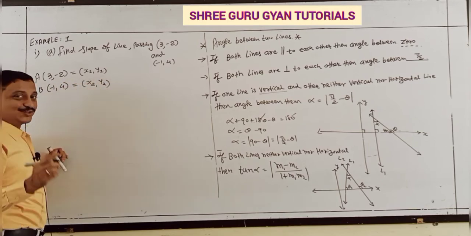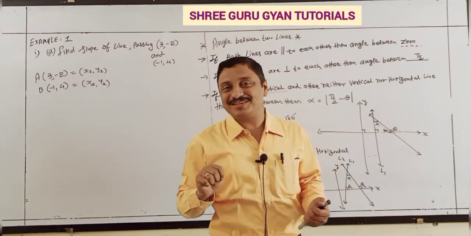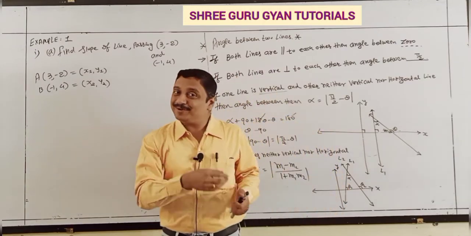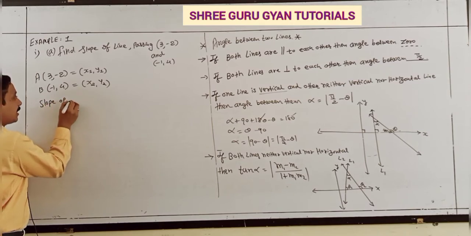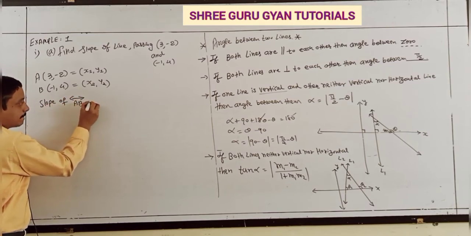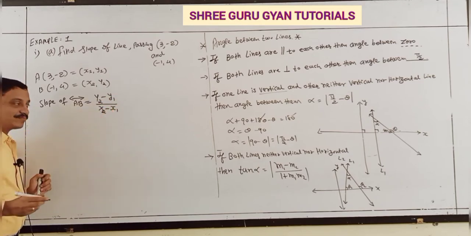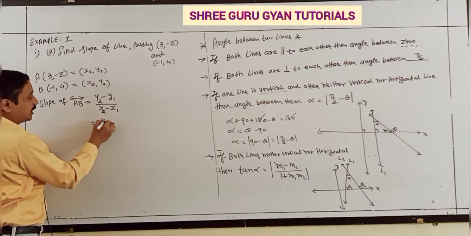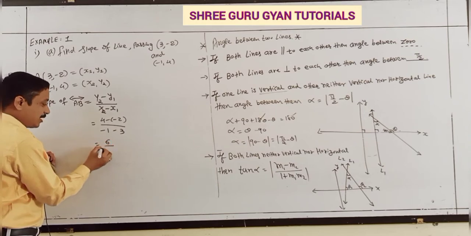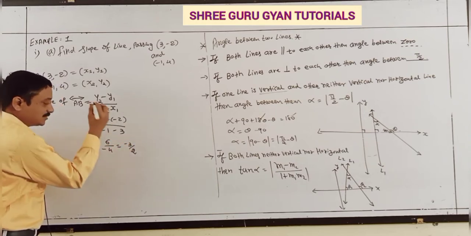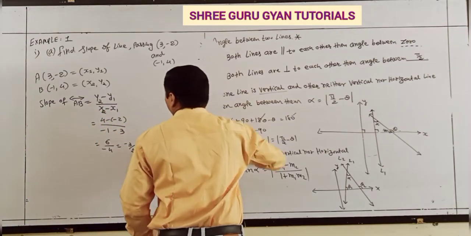And apply the slope formula. Students, I already told you the 4 formulas related to slopes. Here points are given, so I operate point-wise. Slope of line AB is y2 minus y1 by x2 minus x1, and attach their values: 4 minus minus 2, which is 6, by minus 1 minus 3, which is minus 4, so 6 by minus 4, which is minus 3 by 2. First numerical done easily, students. Now continue with the second.